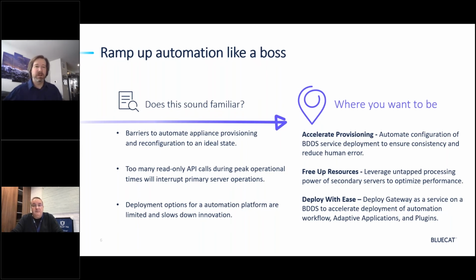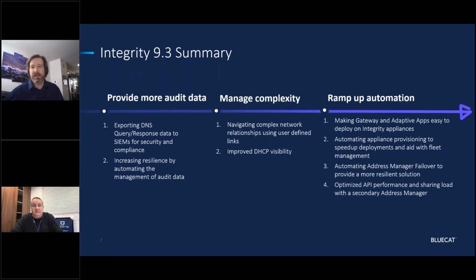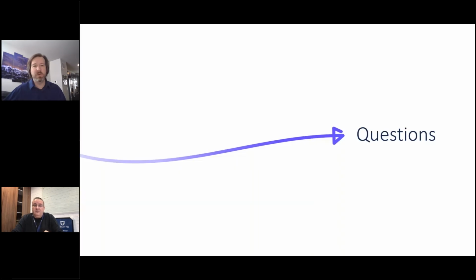Right. Well, I'm just looking at the time here. I know this was a sneak peek, so I'd love to keep chatting, but we'll save that deeper dive for April. So let's just summarize here. Integrity 9.3 is going to enable our customers to provide more audit data, to manage complexity, and then ramp up their automation efforts. So we'll move to Q&A here. And again, if you are looking at your GoToWebinar panel, please use the chat function. That way, Brian and I will be able to see the questions there.